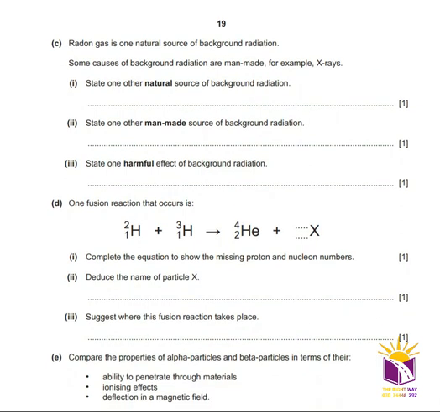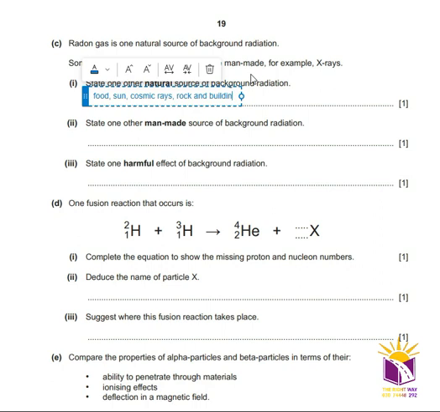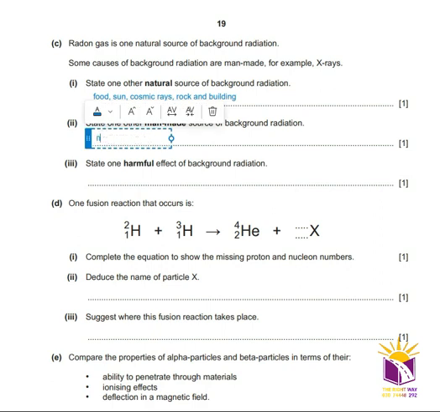Part C. Radon is one natural source of background radiation. Some causes of background radiation are man-made, for example, X-rays. State one other natural source of background radiation. Background radiation comes from food, from the sun, from cosmic rays, and also from rocks and buildings, because many elements decay and emit radiation. State one other man-made source. Another man-made source is nuclear power plants. They also emit background radiation.